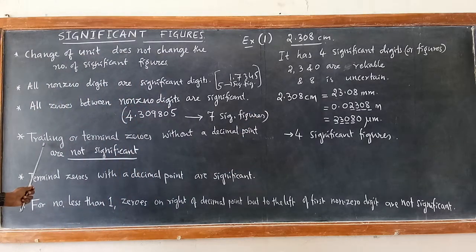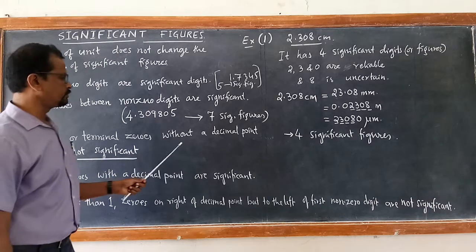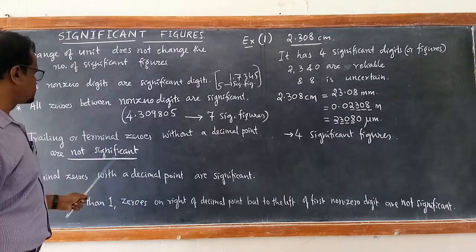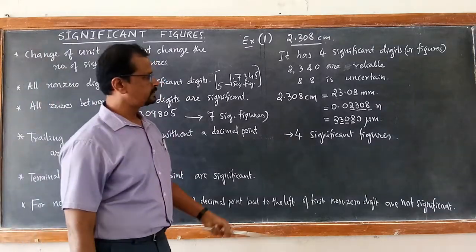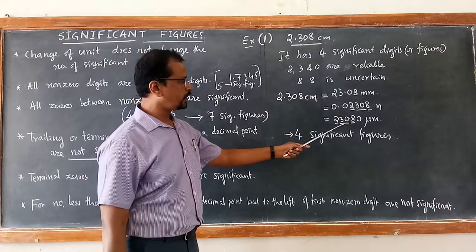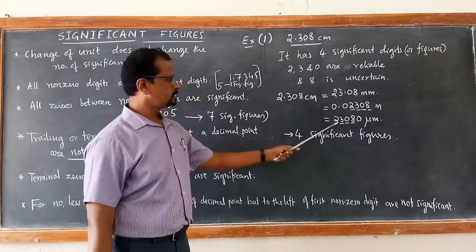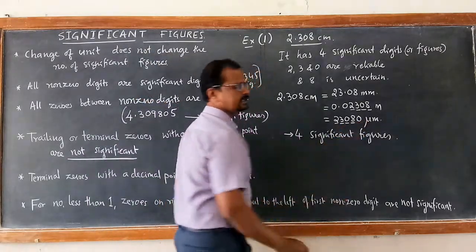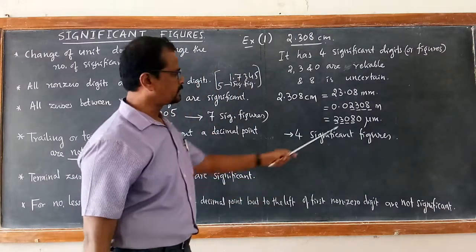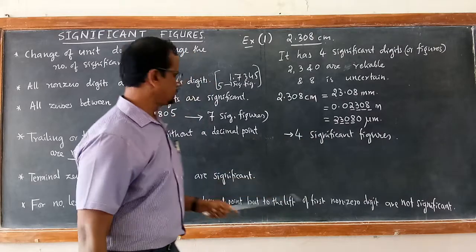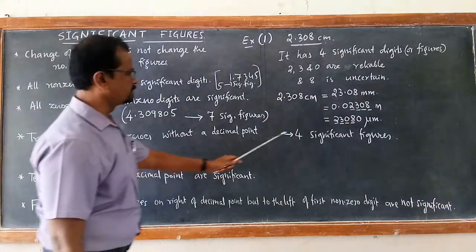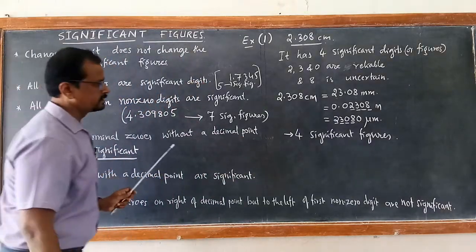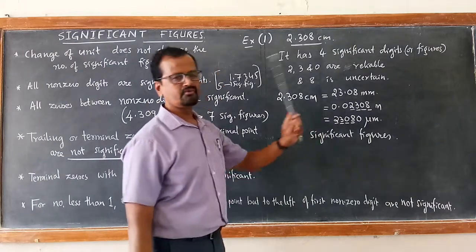Now the next one, trailing or terminal zeros without a decimal point. Terminal zeros without a decimal point are not significant. Look at this example itself: 23,080 micrometer. Here there is a zero which is trailing, meaning ending, a terminal zero. There is no decimal point in this. So a terminal zero without a decimal point is not significant. Therefore, the number of significant figures in this case is 4.